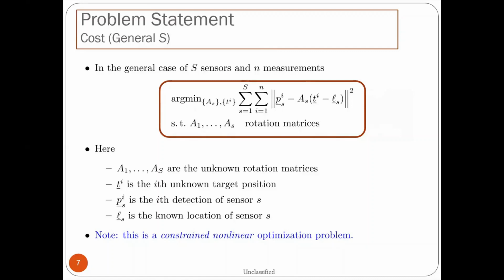Each element in the summation is the squared norm of the difference of the sensor readings and the rotated version of the ground truth. This is a constrained optimization problem, since A1 through AS are assumed to be rotational matrices, which are orthogonal matrices with determinant 1. Since this is a hard optimization problem, we propose an approximate solution, which I'll describe next.